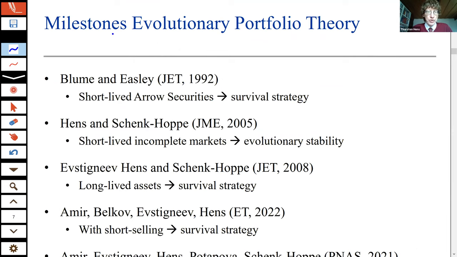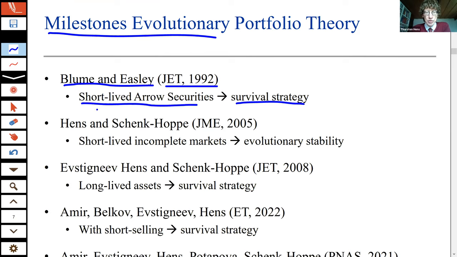Okay, so now let me cite some papers on evolutionary portfolio theory, some milestones. When I started thinking about this, during the time of my PhD, the paper of Blume and Easley in the Journal of Economic Theory in 1992 was already around. In this paper, Blume and Easley ask, what is a survival strategy? Which strategy has the highest growth rate of wealth, but in a very restricted setting? They use so-called short-lived Arrow securities. Short-lived means you buy an asset, and it pays off tomorrow, and then it is gone. Then you have to buy the next asset, it pays off a day later, and then again it ceases to exist, and then you buy a next asset, and so on.